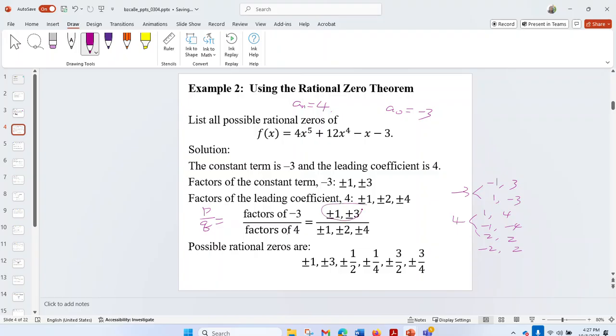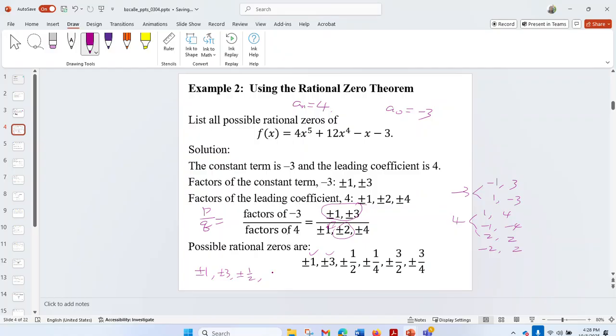Everything divided by 1 is still equal to itself. And do not repeat. If you have something the same, do not repeat, okay? And then everything divided by the second one, which is 2, will be 1/2, and I have a 1, 3.